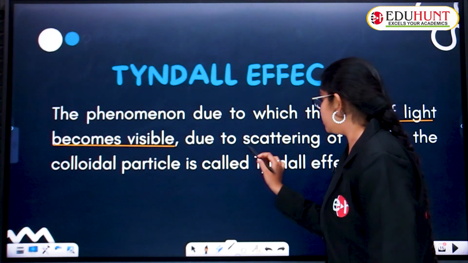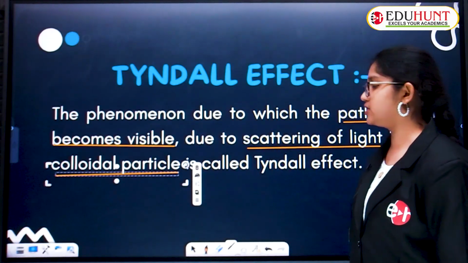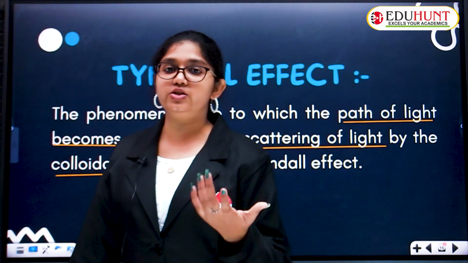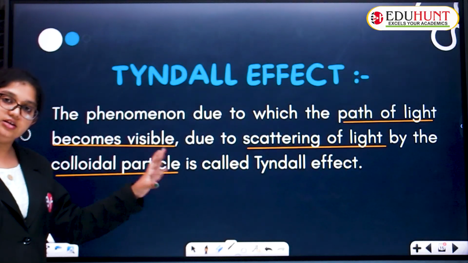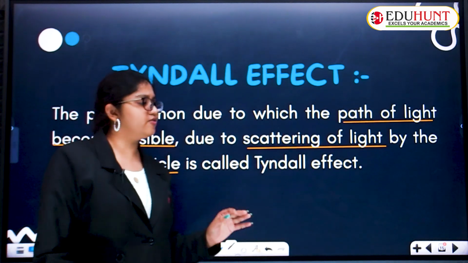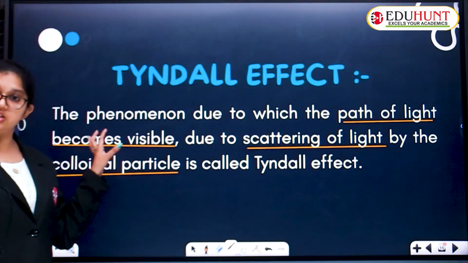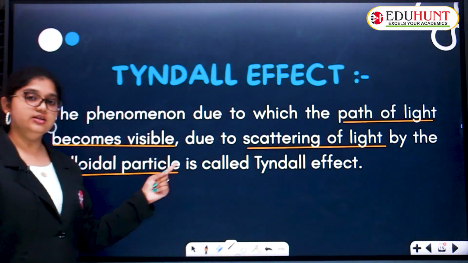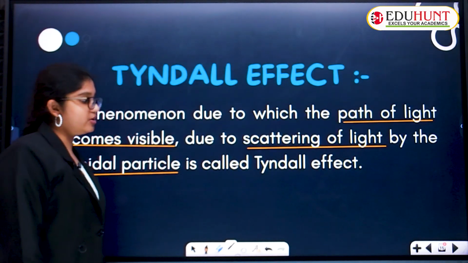Due to scattering of light by the colloidal particles, it is called the Tyndall effect. With these colloidal particles' special effect we can learn this. These particles are giving the beam of light a path, and also they are giving the scattering of the light. The phenomenon due to which the path of light becomes visible, and also due to the scattering of light by the colloidal particles, is called the Tyndall effect. Which effect? Tyndall effect. Different name, right? Remember it easily, Tyndall effect.